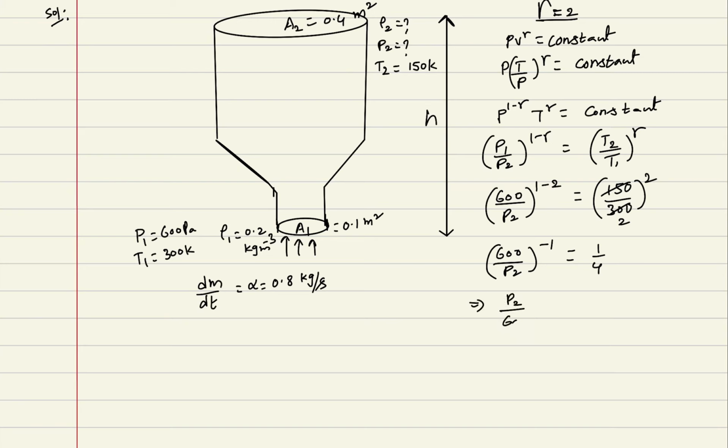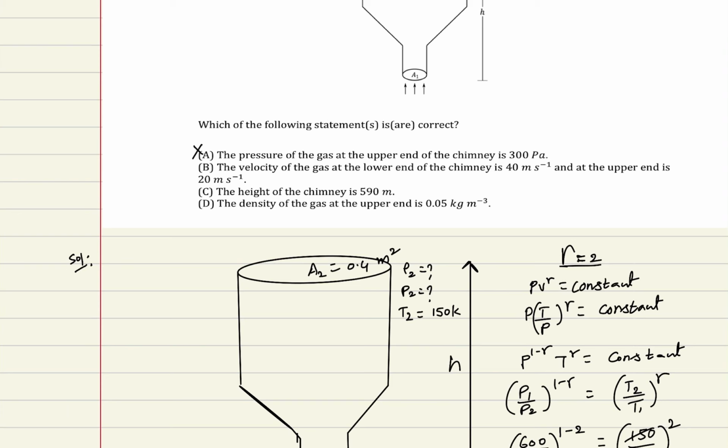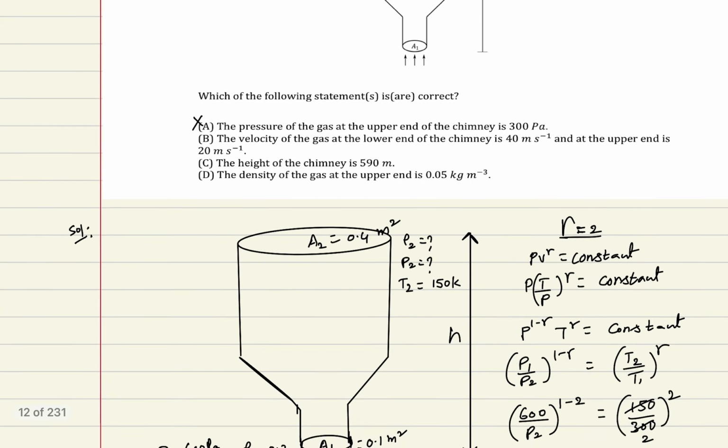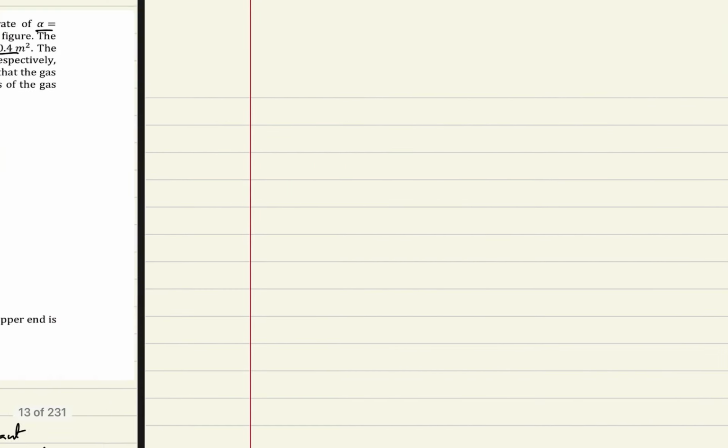So this can be written as P2 by 600 is equal to 1 by 4, or we can write the P2 value is 600 divided by 4. We will get 150 Pascal. P2 value is 150 Pascal. They have given 300 Pascal, which is a wrong option. Again you can check the density of the gas. The fourth option I will check now.